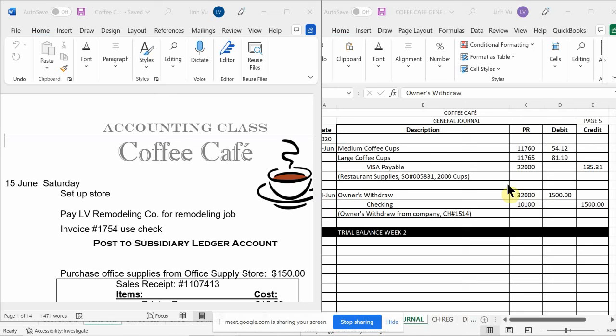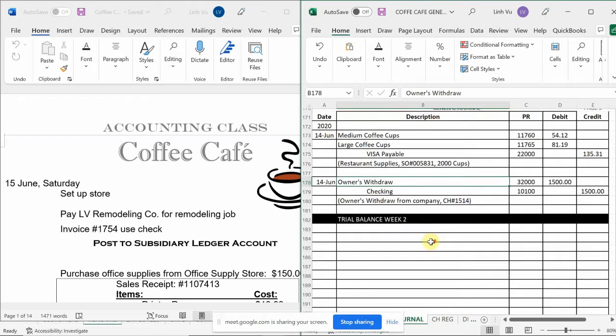All right, welcome back to Coffee Cafe week 3. Okay, so again, from the previous session, we did the trial balance and it panned out evenly.